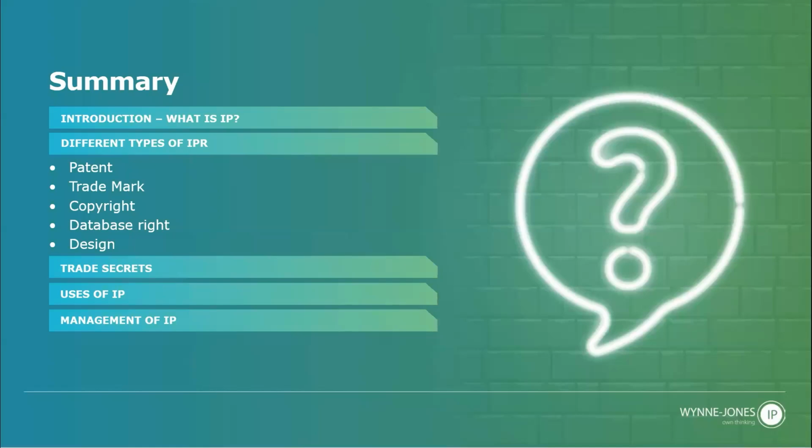So briefly, what I'm going to talk about today is what is intellectual property, IP, the different types of intellectual property rights, IPRs. So we're going to talk about patents, trademarks, copyright, database rights and designs. A little bit about trade secrets, then move on to the uses of intellectual property and the management of intellectual property in a business.